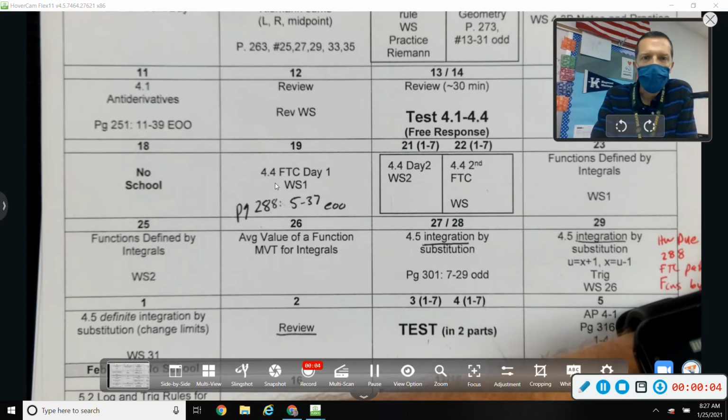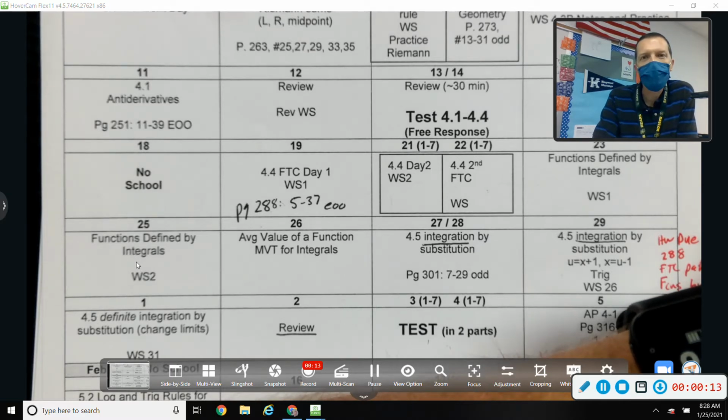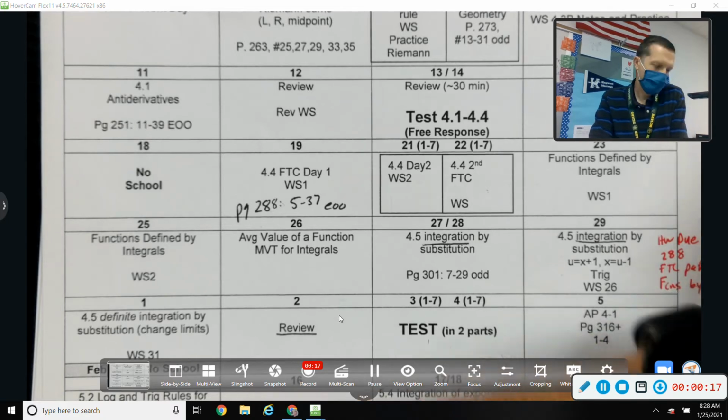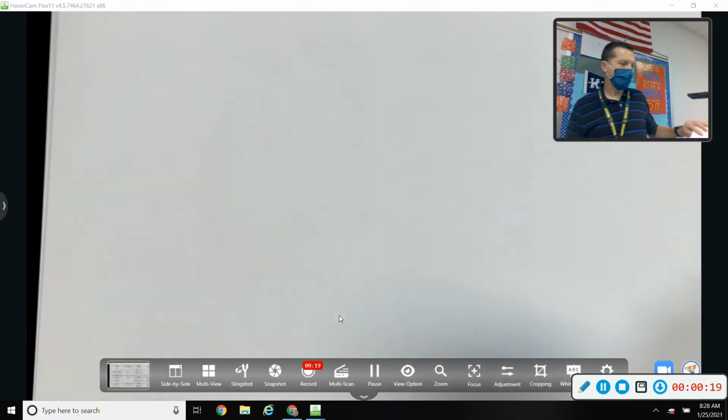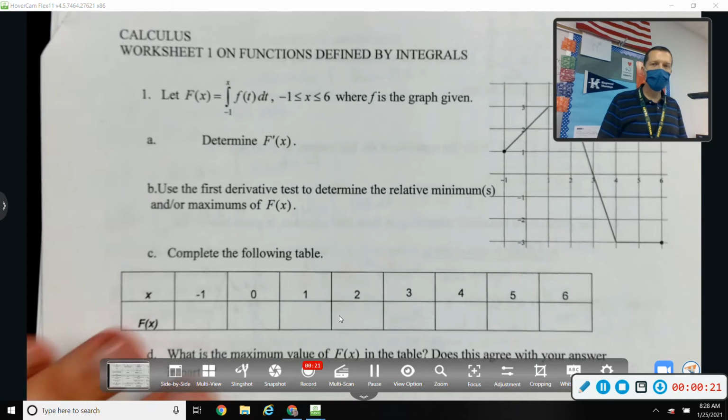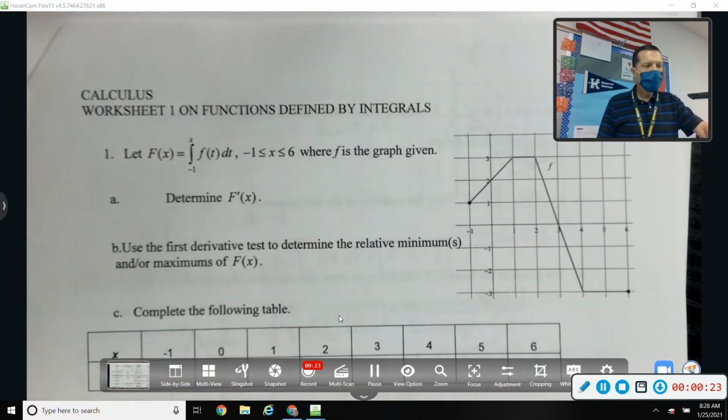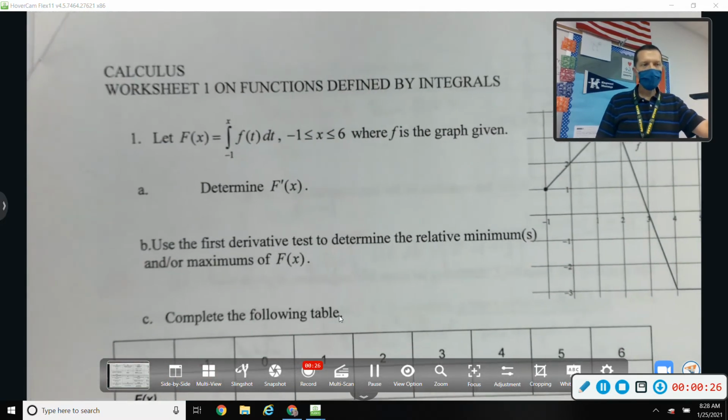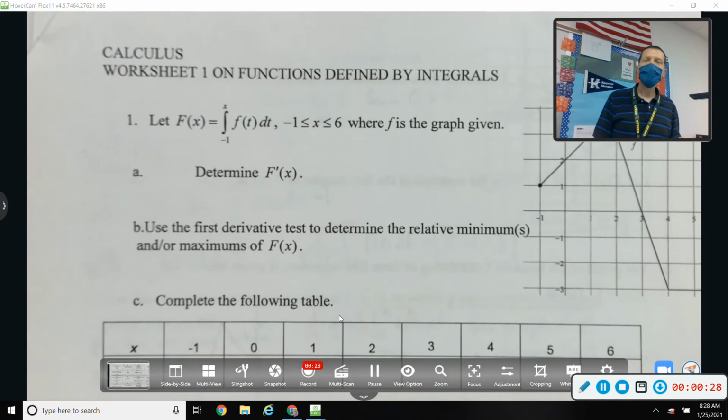All right, so today, where are we? Right here, the 25th. A continuation of Friday. We're not going to do anything new. We'll just answer questions from Friday's worksheet and then do a few together from today's worksheet. So, looking at Friday's worksheet, what questions do you guys have?